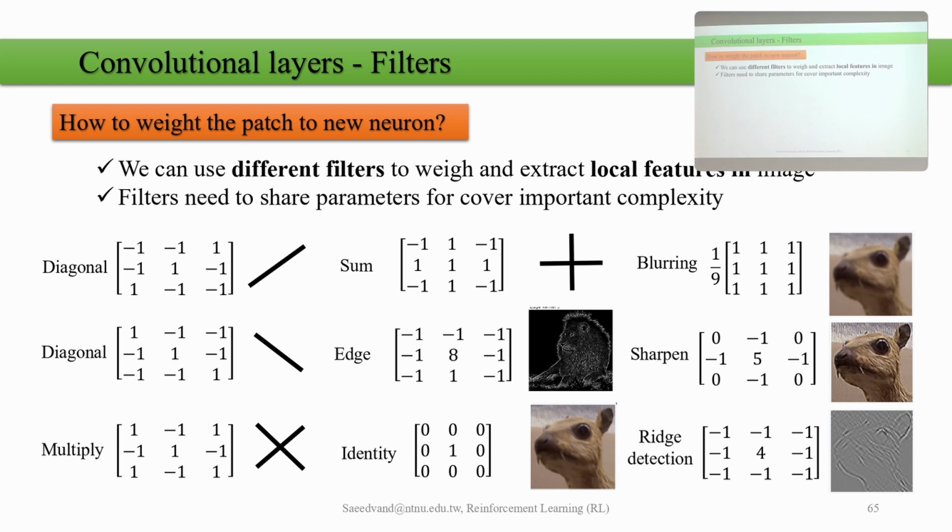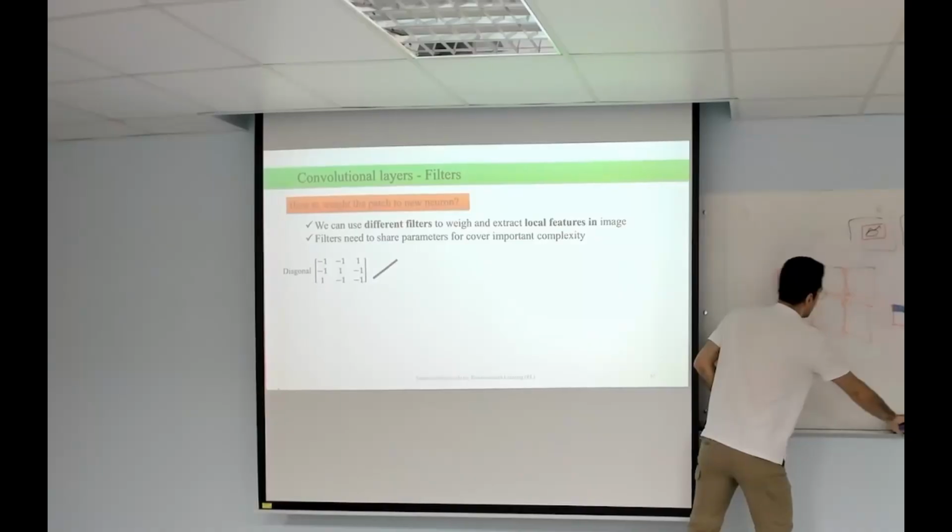How do we calculate the weights to achieve it? We can use different kinds of filters to weight the local features that I have, and based on the feature that I want to represent, I can define different filters. What does it mean?